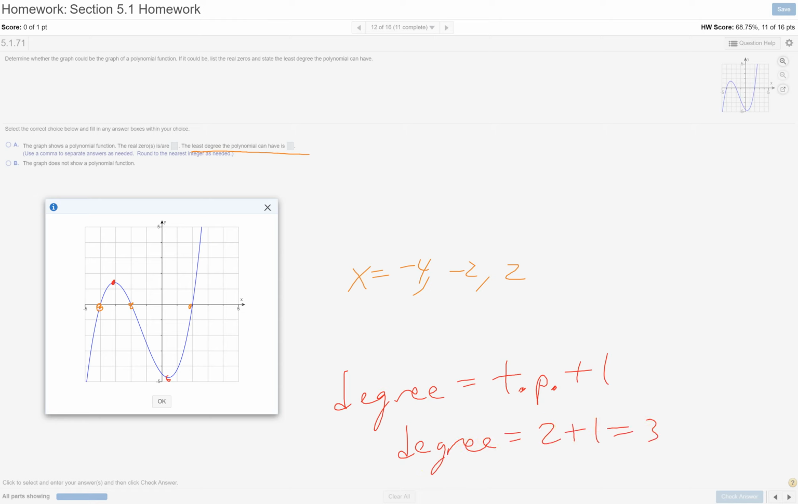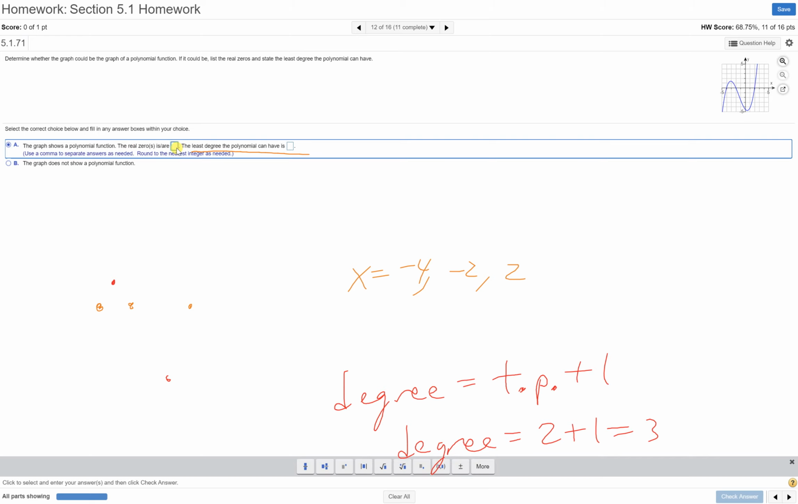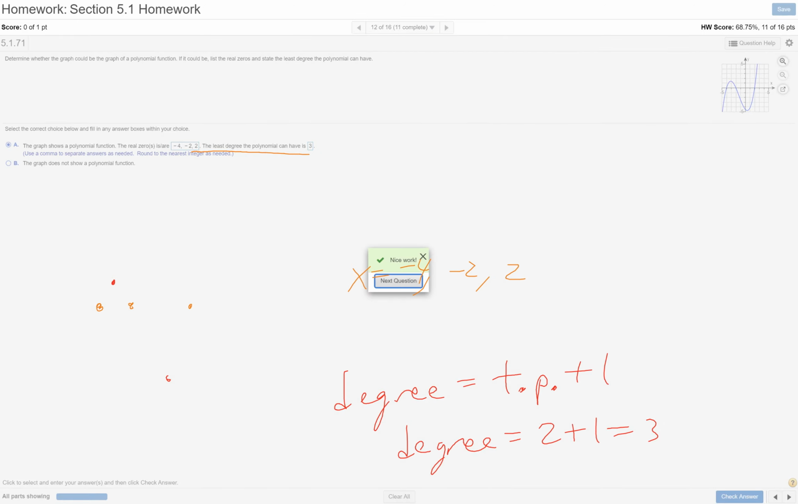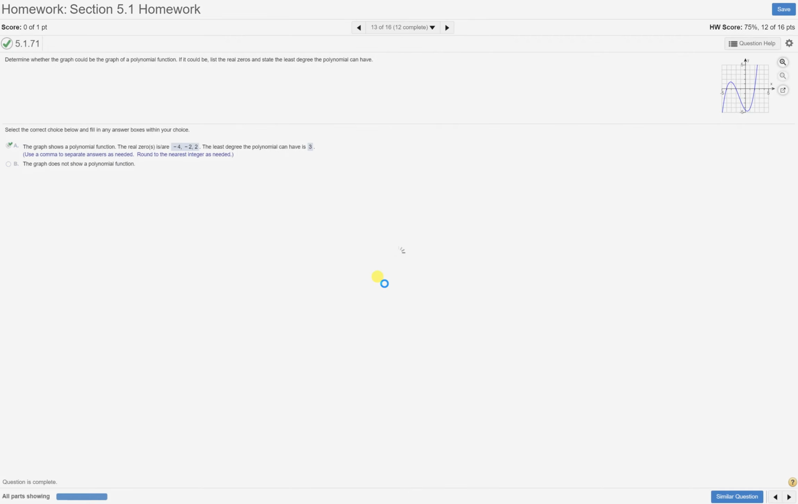Could it have more degrees? Yes, it could, but we're looking for the smallest because we can't see any more than what we have, right? So let's close this off and say the graph shows the polynomial, the zeros are -4, -2, and 2. And the least degree it could have, it could have bigger degrees, of course, but the least would be 3. Okay. Let's check our answers. It says nice work. Let's clear the drawing board. Alrighty, let's move on to the next question.